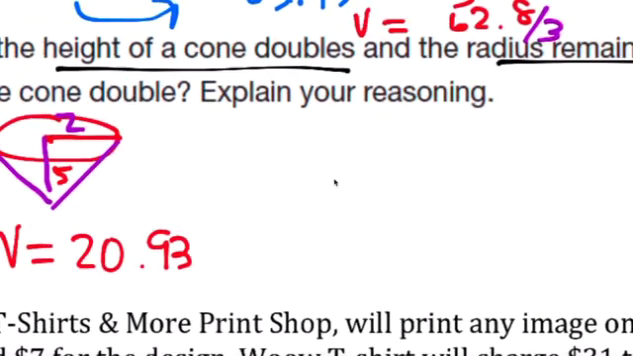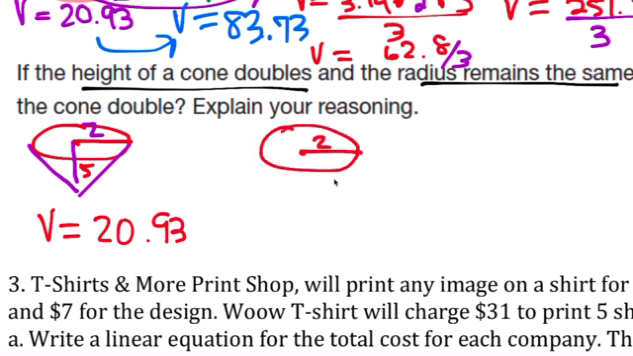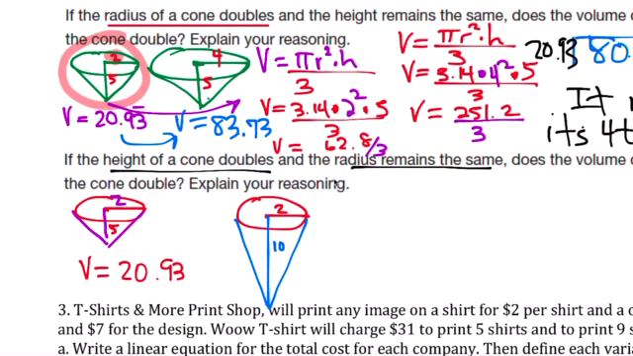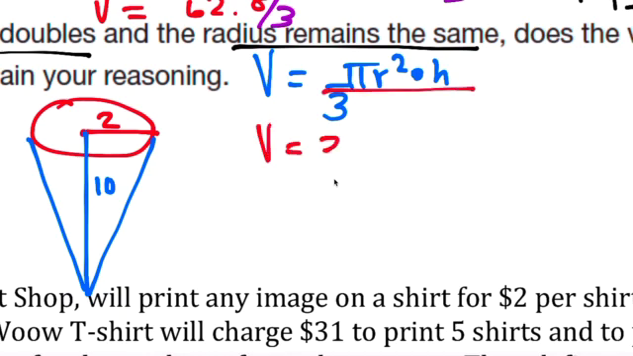So in this case, though, the radius stays the same. So this is 2, but the height doubled. So it went from 5 to 10. This height went to 10. That is not the same as this one, so we need to find the volume of that. So volume of a cone is 1/3 pi r squared times height. Eliminate the 1, and volume equals to 3.14 times radius, which is 2 squared, times the height of 10.